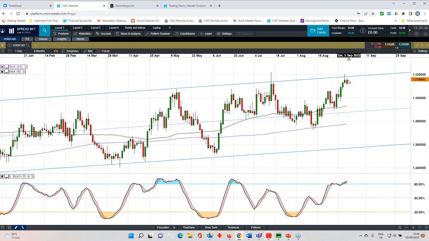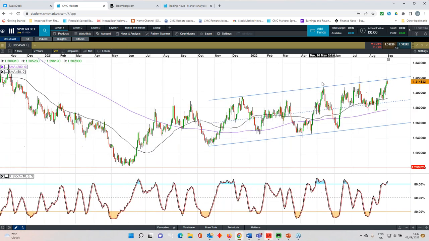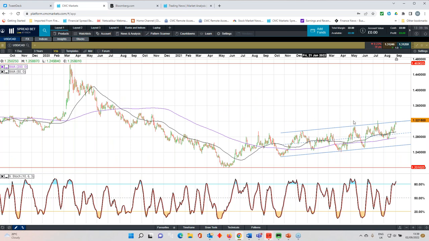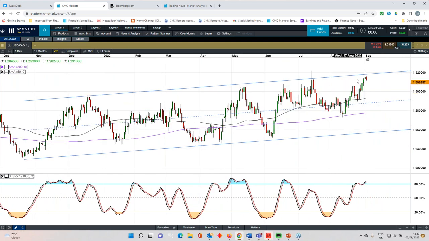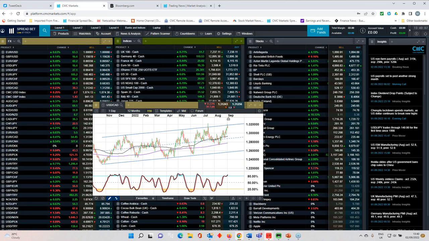So the real question is, how sustainable is a weaker Canada at current levels? And I would argue that when you look at this chart, there's a nice little top at 132. If we do break 132, then obviously you're looking at these peaks back here at 134. But for the moment, we could well have seen a short-term peak on dollar CAD.